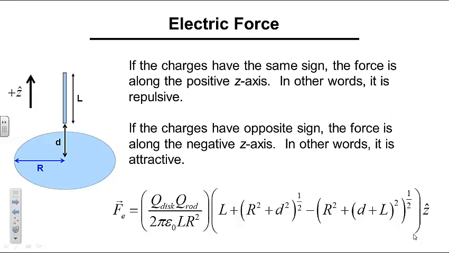If the electric charge of the disk and the electric charge of the rod have the same sign, the force is along the positive z-axis. In other words, the rod will be pushed away from the disk. If the electric charge of the disk and the electric charge of the rod have opposite signs, the force is along the negative z-axis. In other words, the rod will be pulled toward the disk.